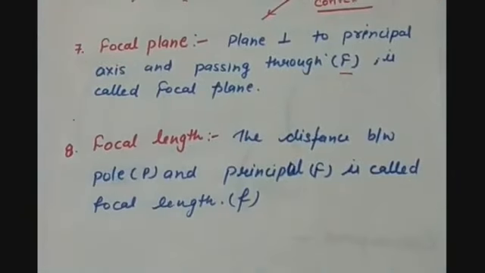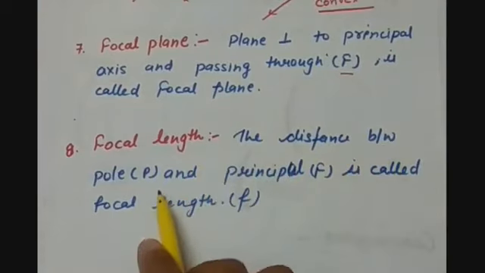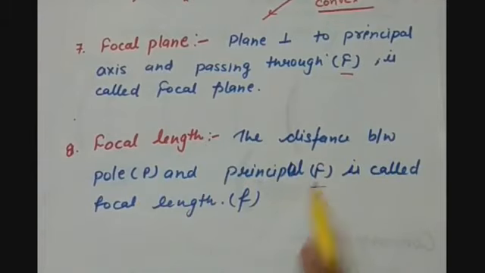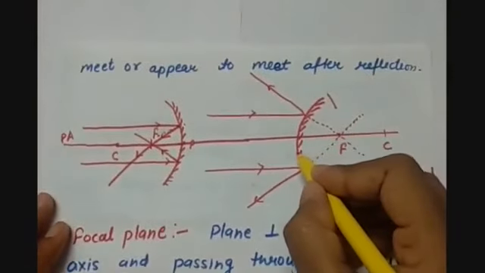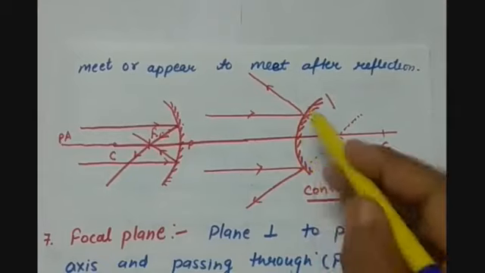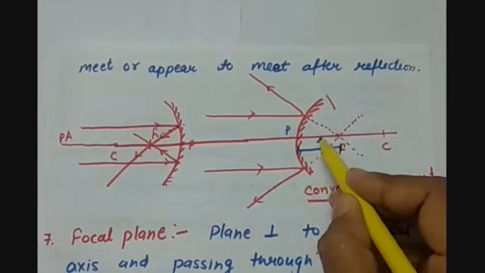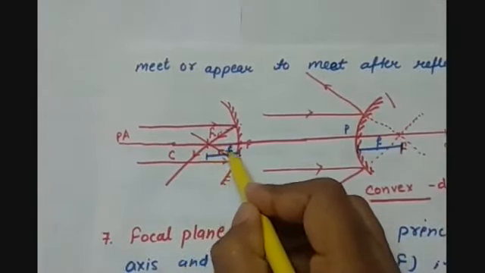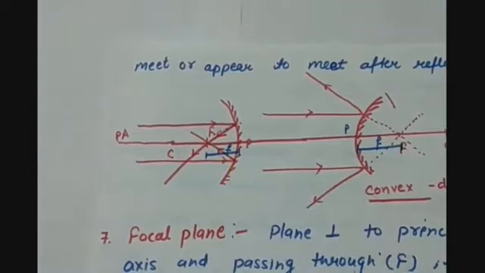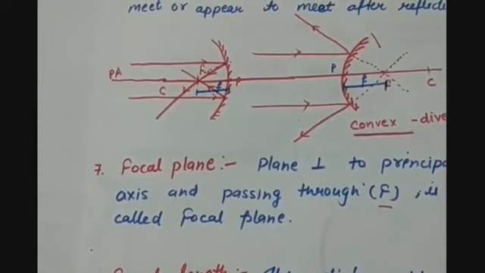Then we have the focal length. Focal length is the distance between the pole and the principal focus. It is denoted by a small f. Here, the distance between the pole and the focus is called the focal length. So this is all about the terminology used in case of spherical mirrors.